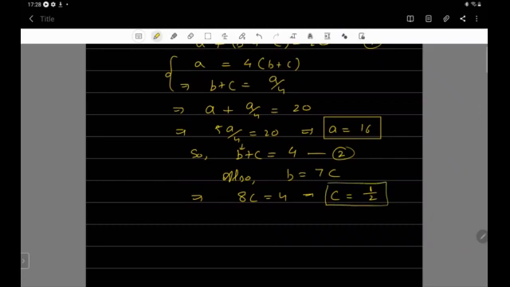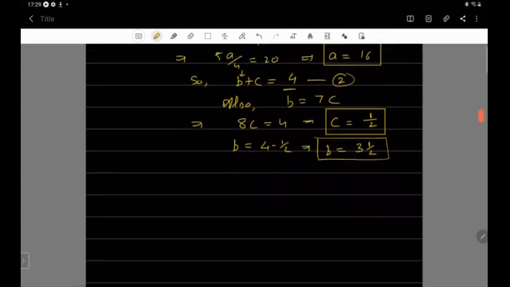And now what's left, guys? Now we have to find the value of B. What about B? If B plus C is 4, and you substitute C in equation number 2, this equation, you will get the value of B. So what is B? Tell me. B is 4 minus half. The value of B is 3.5 or 7 by 2.